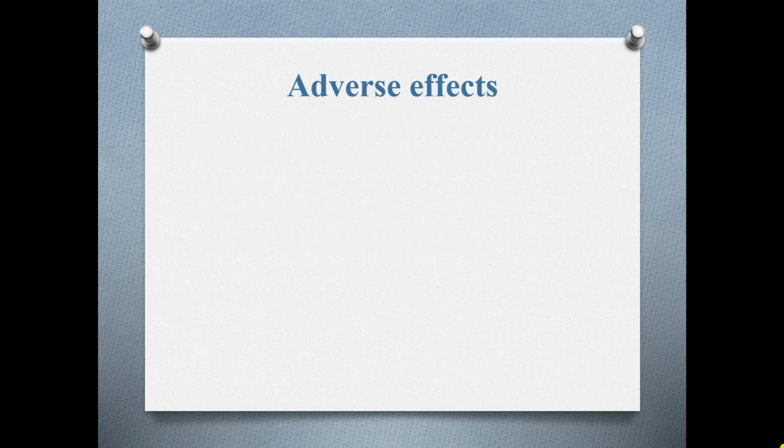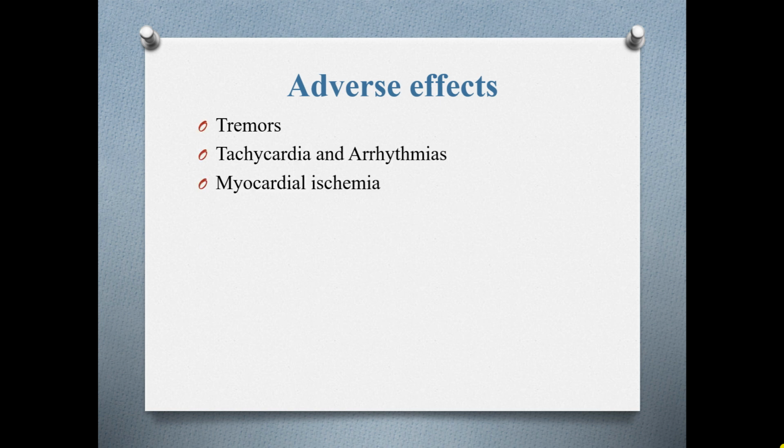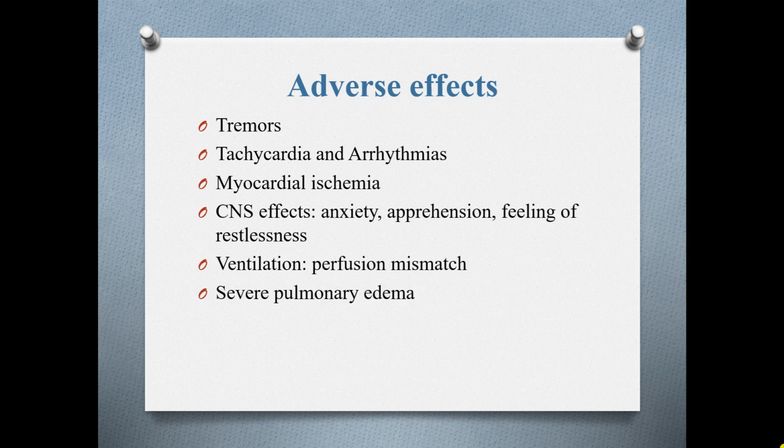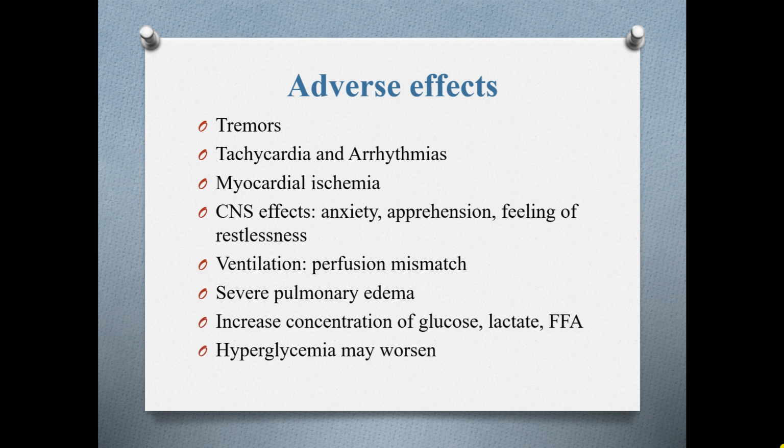Adverse drug reactions of beta 2 agonists are tremors, tachycardia, arrhythmia, and myocardial ischemia, which pertain to the stimulation of beta 1 receptor. It can produce CNS side effects like anxiety, apprehension, and a feeling of restlessness. It may lead to ventilation perfusion mismatch and severe pulmonary edema in certain sensitive individuals. It can lead to increased concentration of glucose, lactate, and free fatty acid, and hyperglycemia may worsen in diabetic patients, and it may lead to hypokalemia and muscle pain as a side effect.